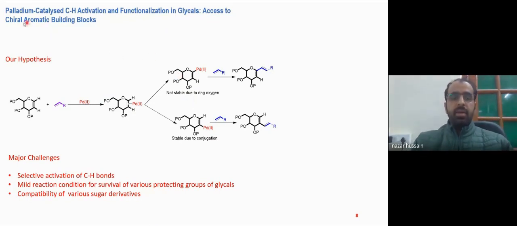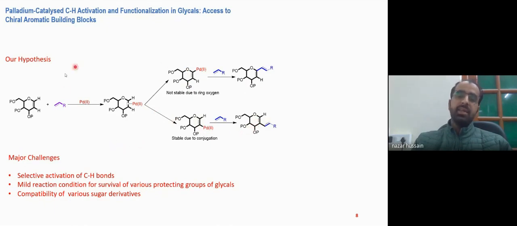Next is the palladium catalyzed CH activation and functionalization in glycal: access to chiral aromatic building blocks. So initially we thought that in case of glycal, there are two CH bonds, that is two sp2 hybridized carbons. And in presence of some metals like palladium, these glycals might form this pi complex with the palladium, and then insertion may take place at the C2 or C1 position. And if the insertion of palladium takes place at C1, it's not stable due to ring oxygen, and we thought that a selective C2 activation could take place, and this results in the formation of this diene.